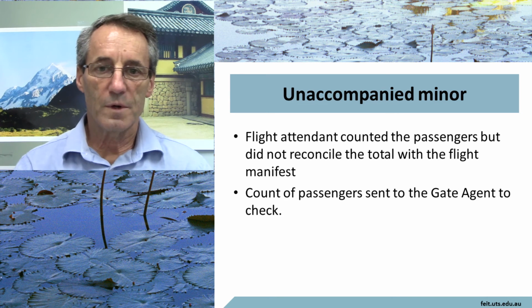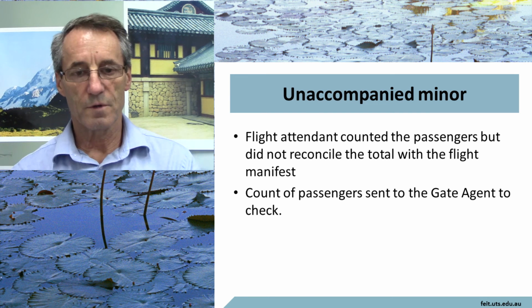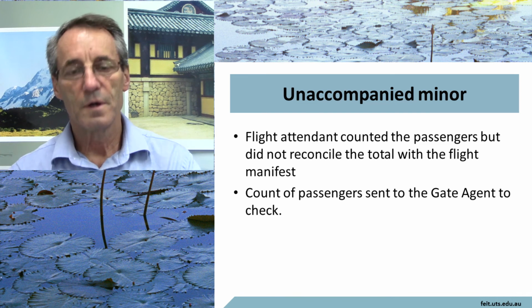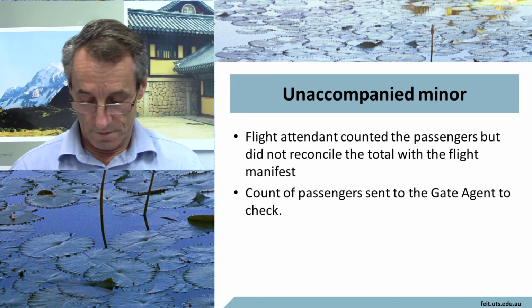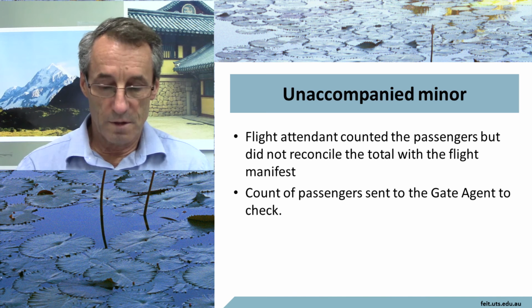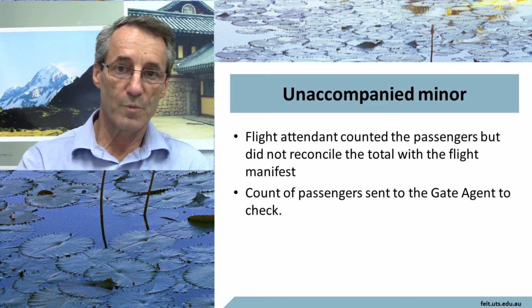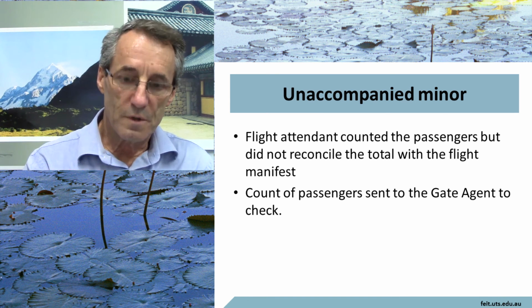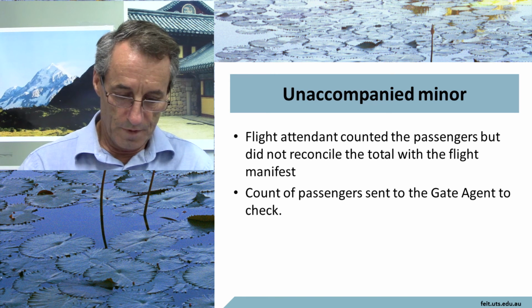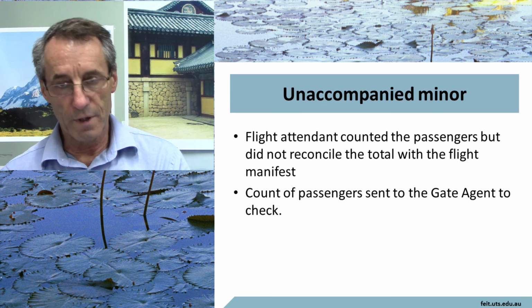The second problem was that the flight attendant, as you know, when you're getting on an airplane, they count the number of passengers. They've got a list of how many passengers there ought to be, and they count the number of people they've got on the plane, and the two should match. This didn't happen. Apparently they counted the number of people on the plane and just didn't notice that there was a difference between the number of people on the plane and the number of people on the passenger manifest. So that particular verification procedure was not done well. Now the flight attendant escorted the minor to the assigned seat.